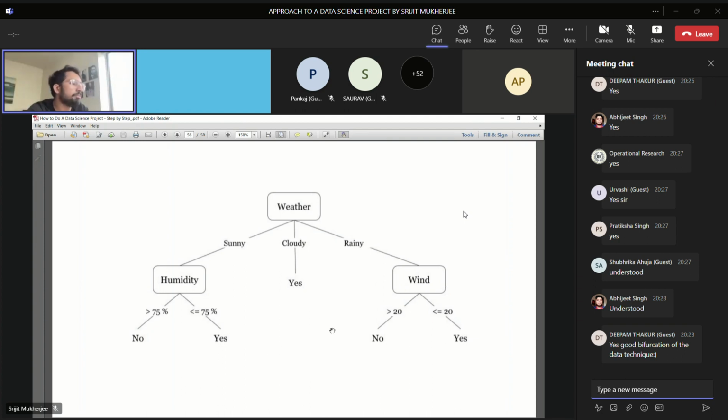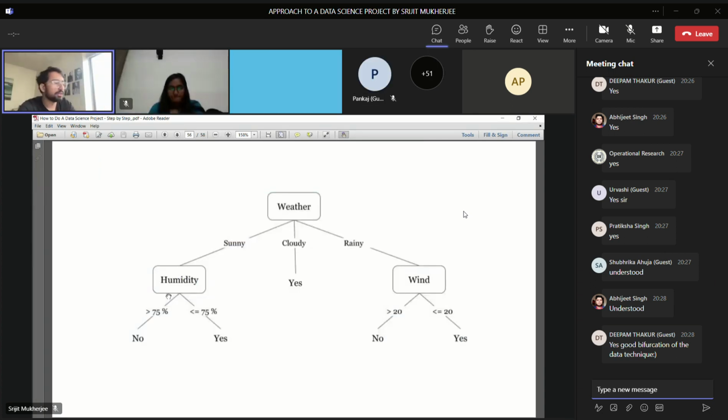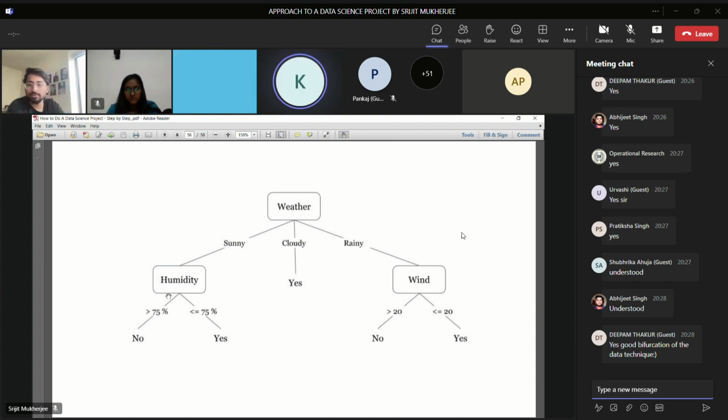For example, you can also use numbers with it. If you have numbers over here, humidity was high or low, but it can recommend numbers too. So if the humidity is greater than 75%, you can understand high means greater than 75%, less means normal, and similarly here. Okay. So great.